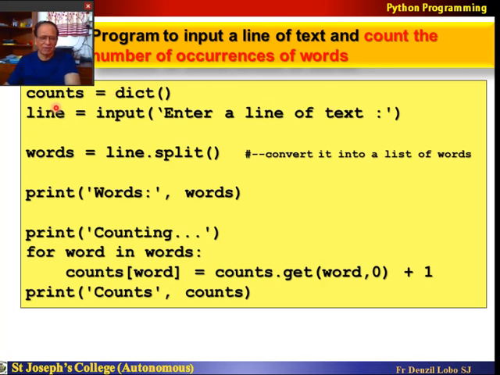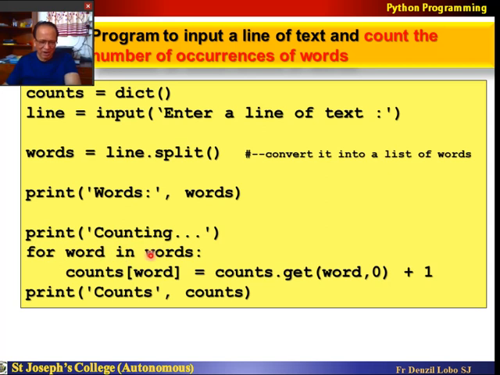So for example, counts, create a dictionary. Then you enter a line of text. Here I have to enter a line of text. It splits. This is a string. The string is split and you get a list of words. So then print words. Now I'm going to count, as we have just shown you.